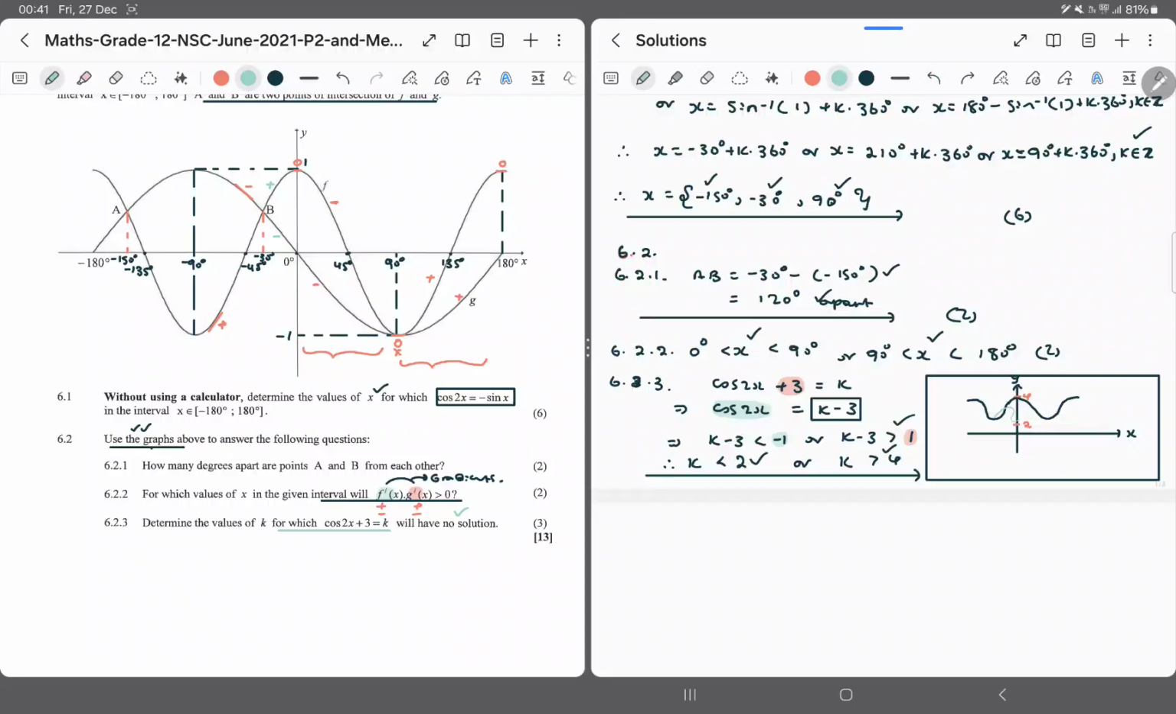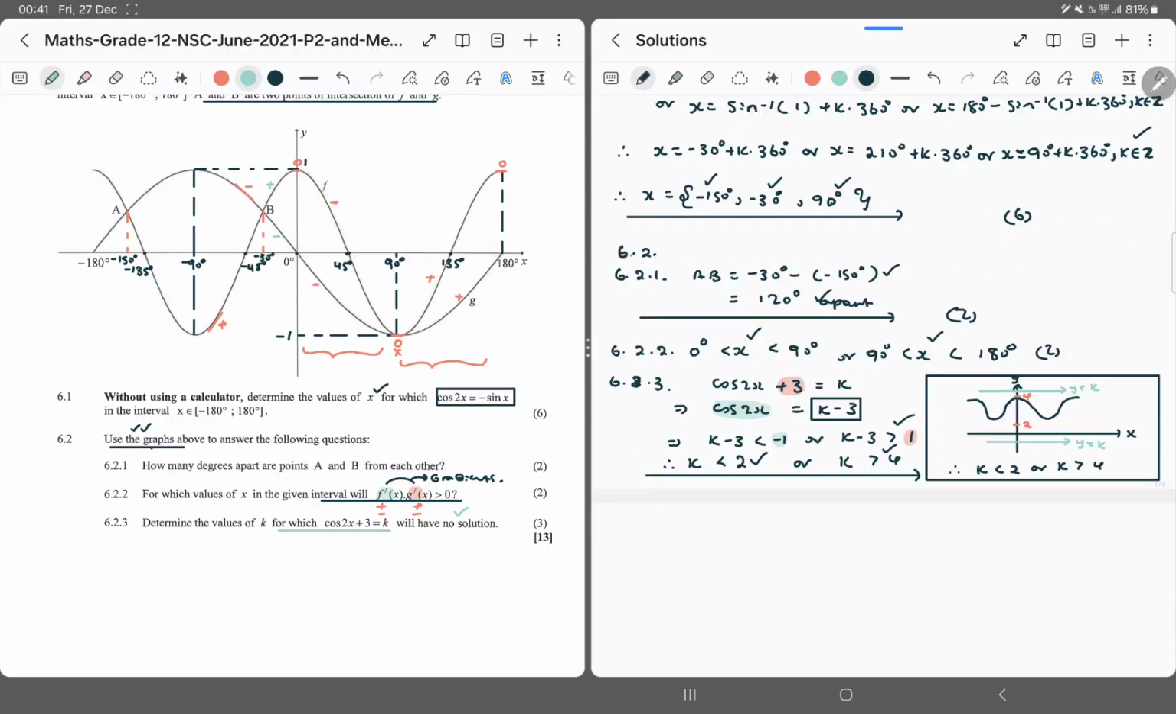Now clearly, if k is anything below those maxima and minima, because this is a horizontal line, it does not intersect that graph. And again, if it is going above that line, it does not intersect. So from here, we can just write an answer and say, therefore, k must be less than 2, or k must be greater than 4.